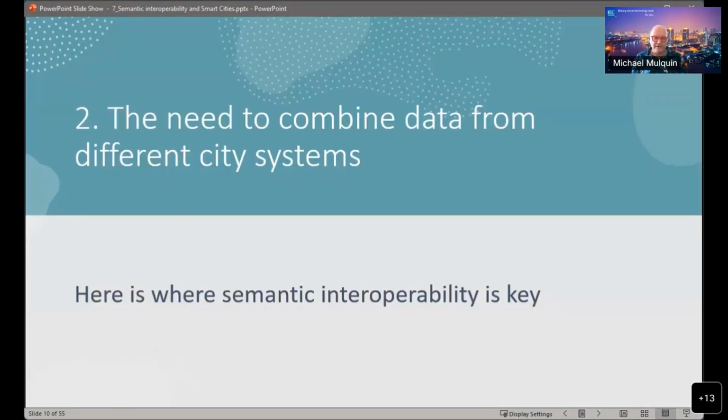So the other challenge, of course, is the one that we've been mostly looking at here, and that's how can we combine data from different city systems to gain the added insights that we need.